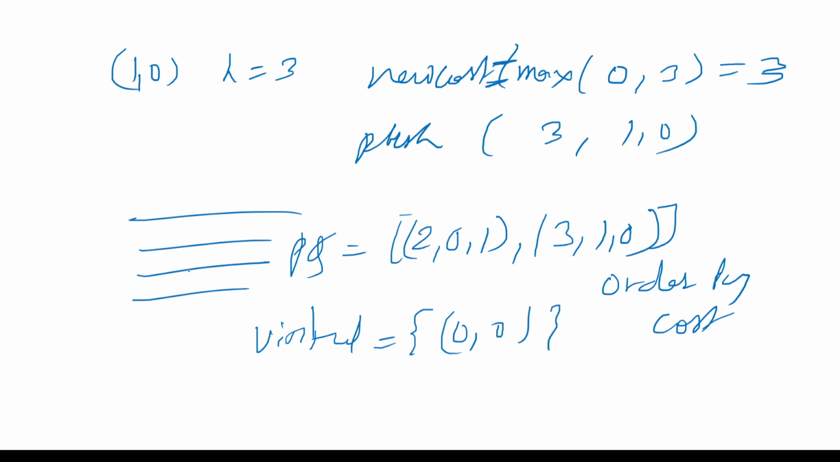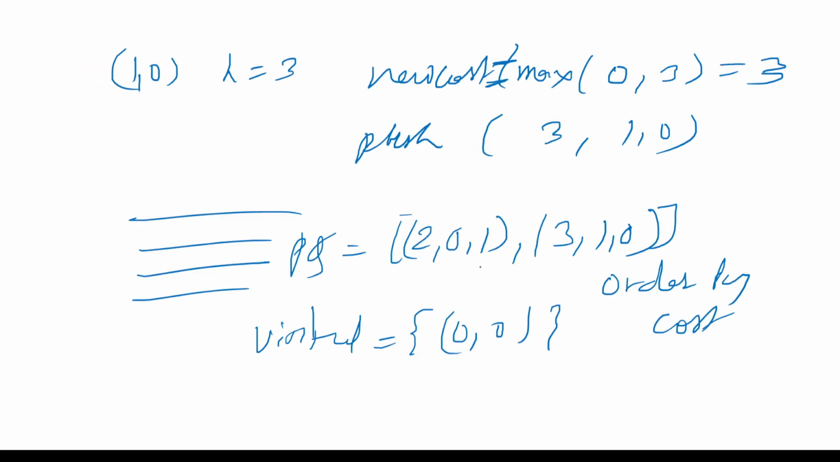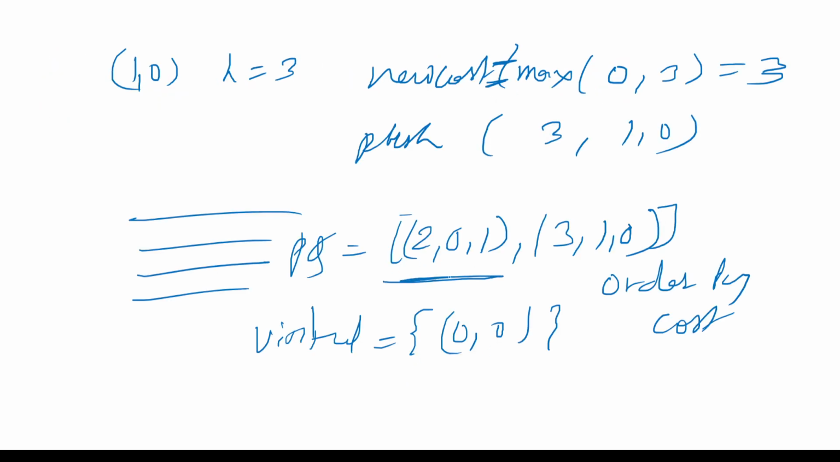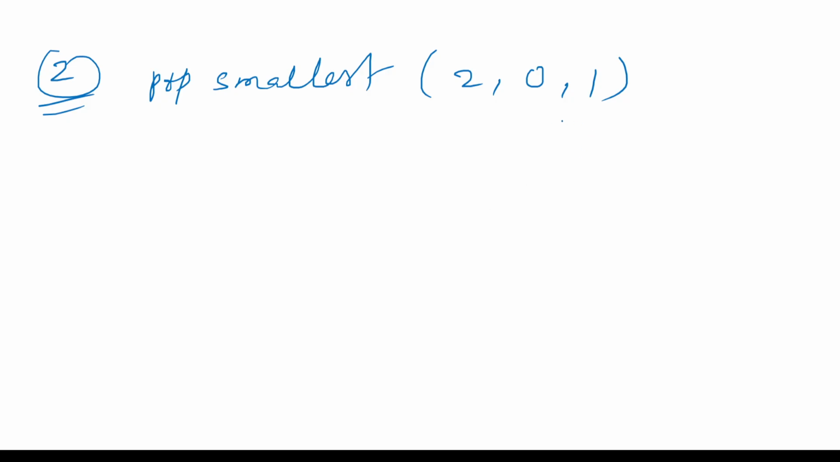So when we go to step 2, we know what the priority queue contains, and we pop the smallest one. What is the smallest one? 2 0 1, which we have seen is the smallest one on the priority queue. So we pop this one. What is the cost here? The cost is 2. So we mark visited 0 1.